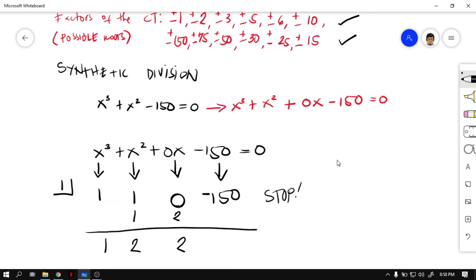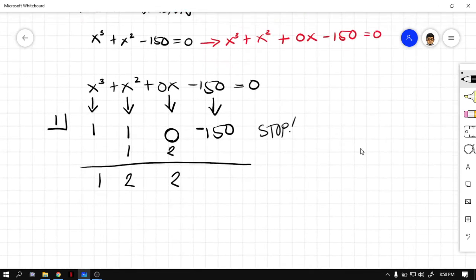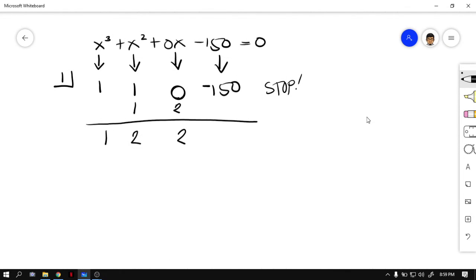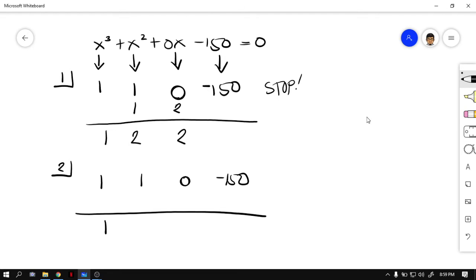Ano pang pwede mong itry? Dito, positive 2 naman tayo. 1, 1, 0, and negative 150. Bring down 1. 1 times 2 is 2. 1 plus 2, 3. 3 times 2, 6. 0 plus 6 is 6. 6 times 2 is 12. Tama? So, this part, stop ka na din. Kung ang positive 2 ay masyado ding maliit, so may tendency din, yung negative 2 ay mas maliit pa din. Okay? So, stop ka na doon. Huwag mo na din itry yung negative 2.